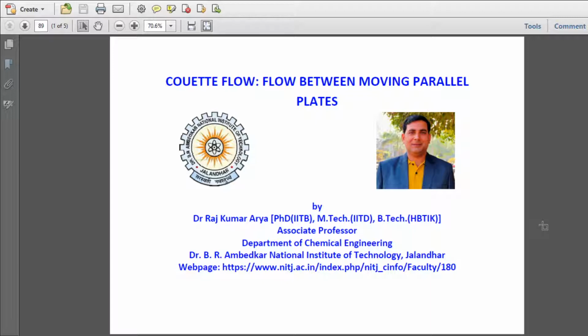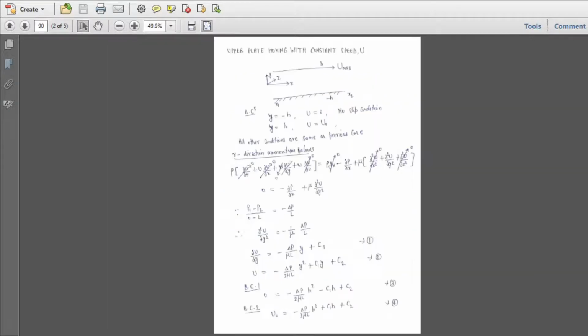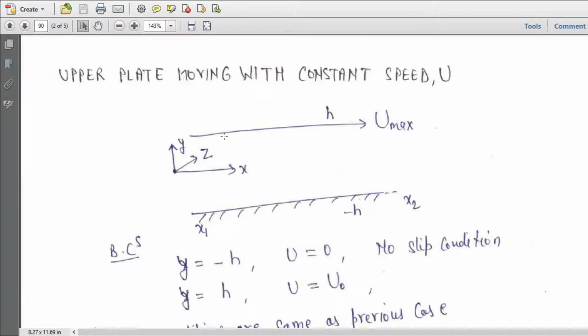Today I am going to explain the Couette flow between moving parallel plates. So this is the schematic of the problem here. You have two parallel plates. One is at the bottom, which is stationary, and one is on top, which is moving at some velocity u max, and the distance between the plates is 2h.